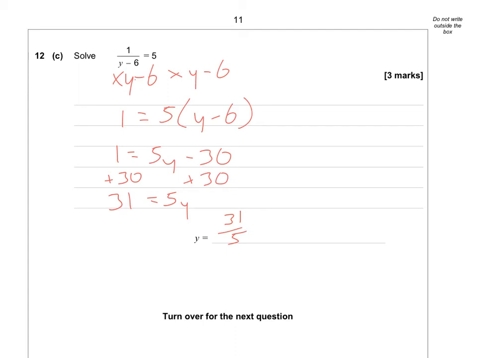If you wanted to change it into a decimal, you could if you really wanted to, but I tend to say to people, leave it as a fraction so you're not making mistakes. In this case, 31 divided by 5 would be 6.2. Either of these answers, again, are acceptable.